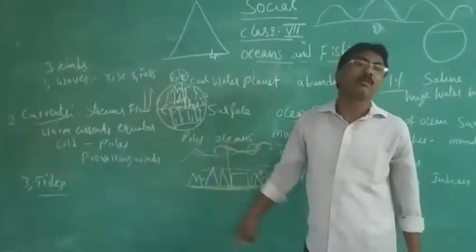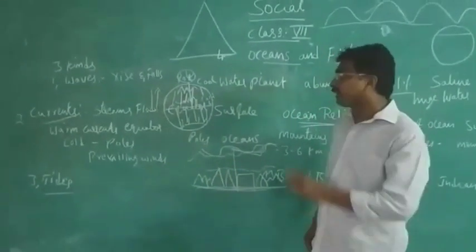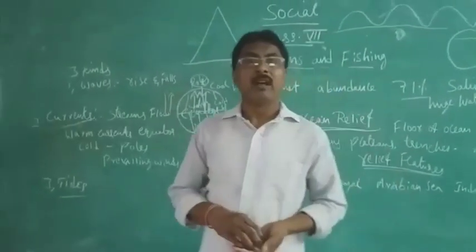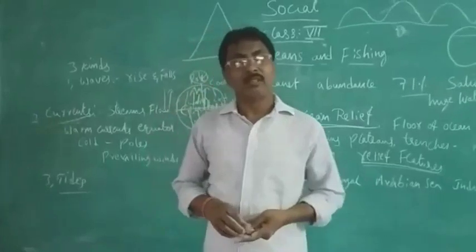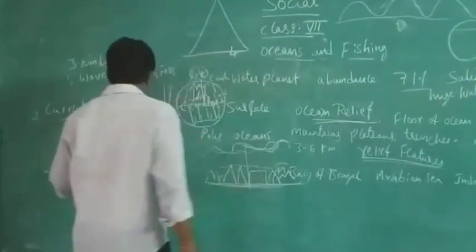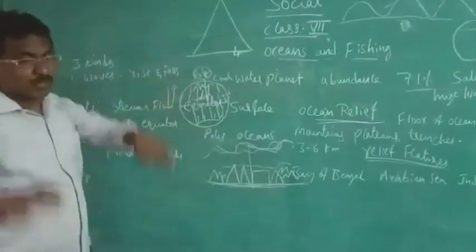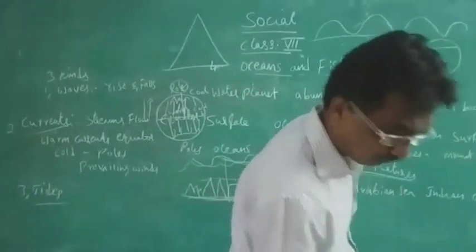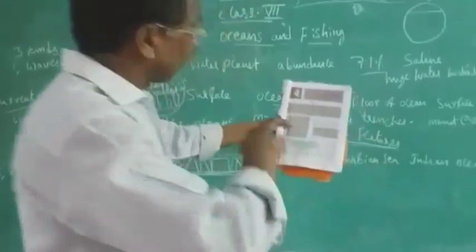This is called prevailing winds. And tides, what are tides? We'll discuss that. Tides means the water coming and going. That is about tides, and you can see here this one going and coming.